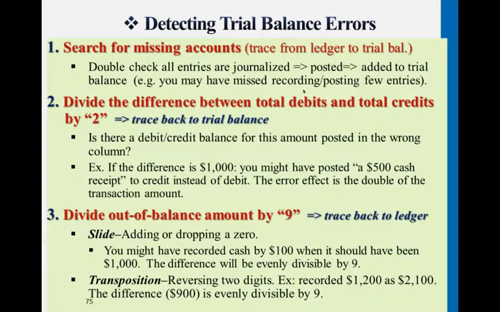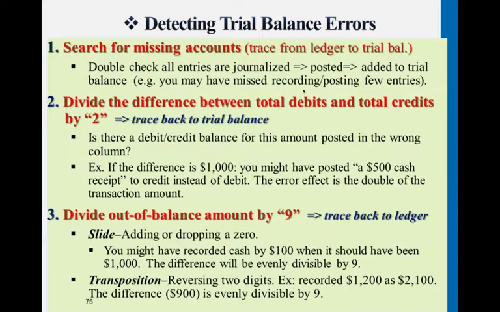But this evenly divisible by 9 could either be that, having an additional 0 or missing a 0, or it could also be some of the transactions that you switch the digits. So for example, if you have recorded $1,200 of cash, but you mistakenly recorded as $2,100, you see the differences in between. The 900 is also evenly divisible by 9. Okay, so if you find in the trial balance the ending balance difference is evenly divisible by 9, it could be either one of these.